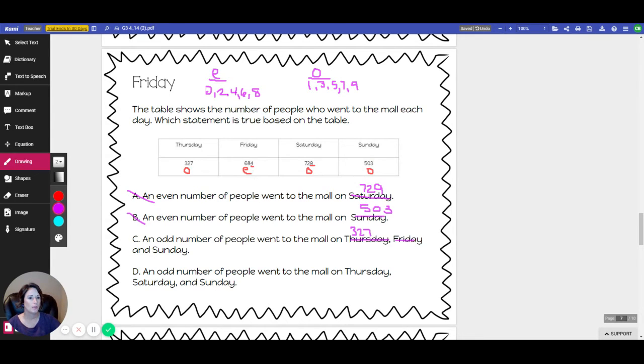Friday, 684. And Sunday, 503. Well, 503 is odd, 327 is odd. What about 684? What do we say? That one's even. An odd number of people went to the mall on Thursday. Odd. Saturday, odd. And Sunday, odd. So D is my best choice on that one.